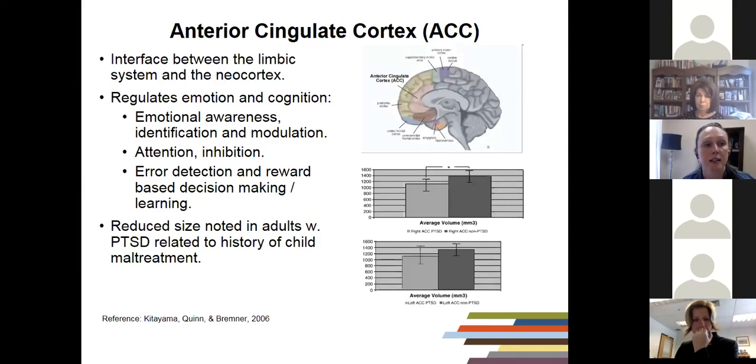And the anterior cingulate is kind of like the bridge between the prefrontal cortex and the parts of our brain that are more in charge of emotional responses, for lack of a better term. And so it's really important for things like our ability to be aware that we're experiencing a particular emotion, be able to put words to it, be able to modulate that response so that we don't blow out of the water and yell at our boss if we're feeling upset. It's important in attention, it's important in inhibition, and also in decision-making and learning. And so folks who have child maltreatment histories and PTSD, this part of the brain isn't working very well.